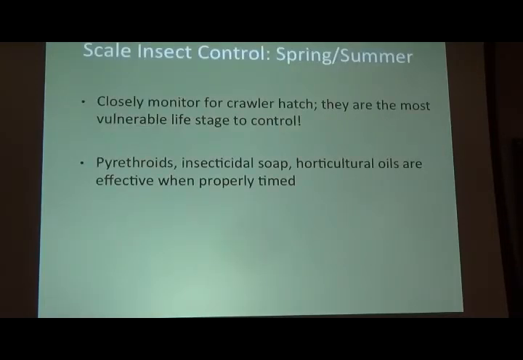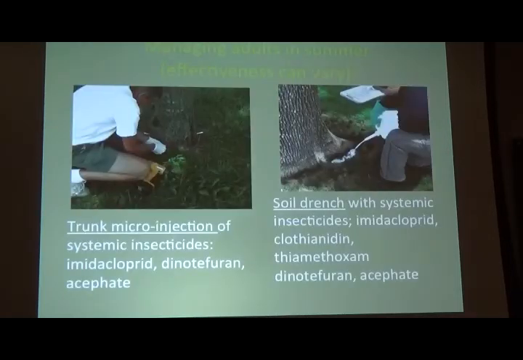So closely monitoring, this is what I talked about, doing the shake, or we call it the beat test, and we can look for the most vulnerable life stage depending upon the species. Consequently, we can use insecticidal soaps, horticultural oils, and we can even use synthetic pyrethroids if needed. And we need to really be mindful of the timing of these. So scale insects can be easy to control. You got to know what species you have and when the crawlers are out there.